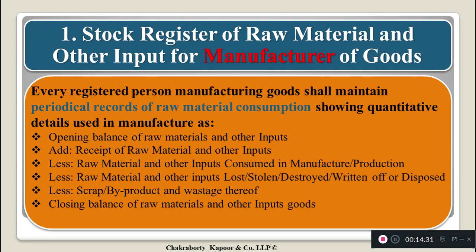Stock register records, if the taxpayer is a manufacturer. Every registered person manufacturing goods shall maintain periodical records of raw material consumption showing quantitative details used in manufacture as: opening balance of raw material and other inputs, plus receipt of raw material and other inputs, less raw materials and other inputs consumed in manufacture or production, less raw material and other inputs lost, stolen, destroyed, written off or disposed, less scrap, byproduct and wastage thereof. Then you will find closing balance of raw material and other inputs in hand.